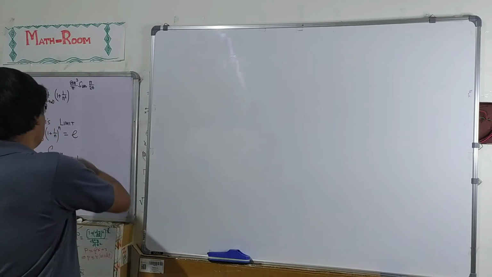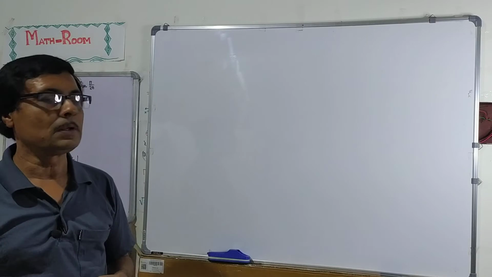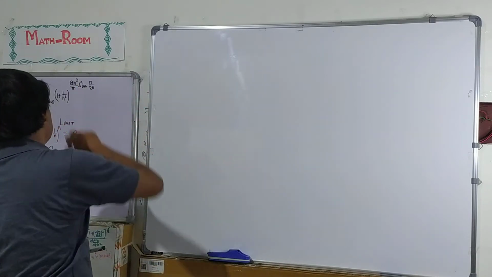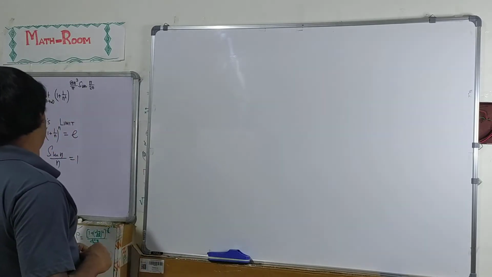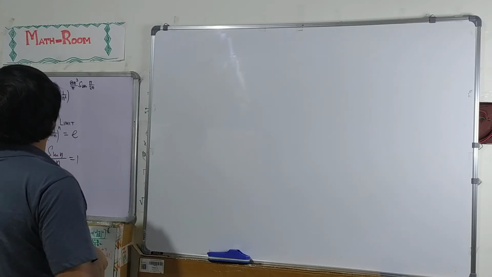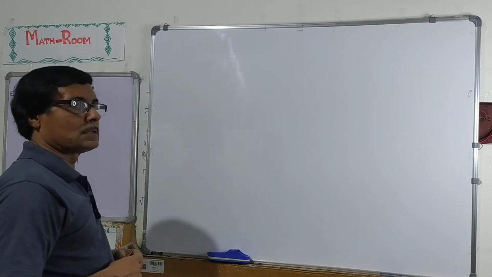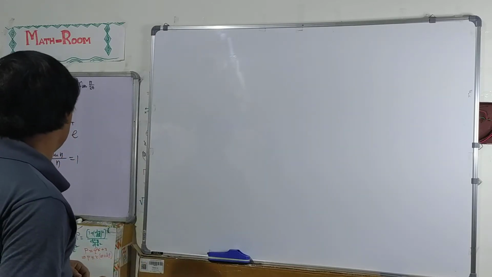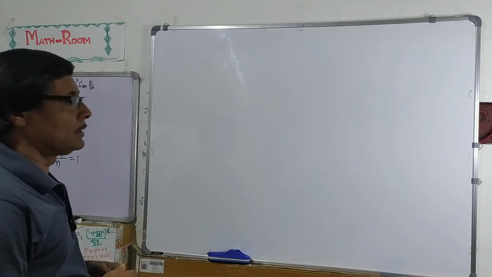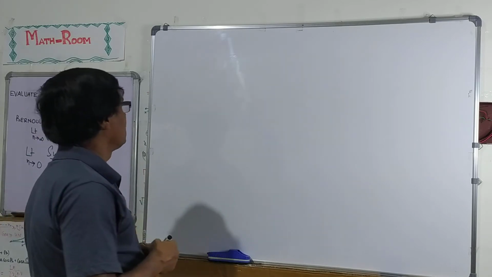This Bernoulli's limit is the limit as n tends to infinity of (1 plus 1 over n) to the power n equal to e. We apply this limit to evaluate this limit, and we shall also use the very fundamental limit, the limit as n tends to infinity of sin n over n equal to 1. Now let us start the solution.